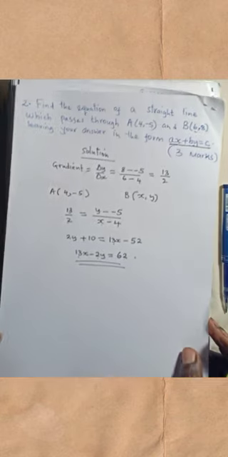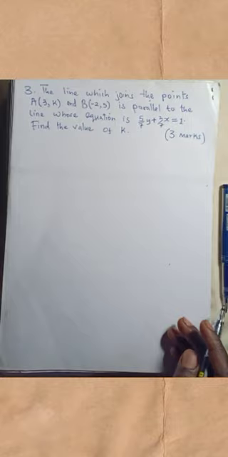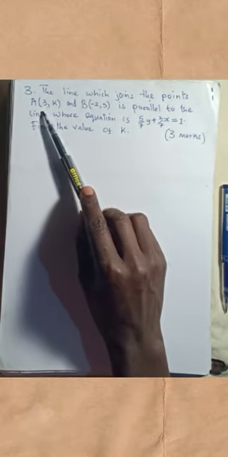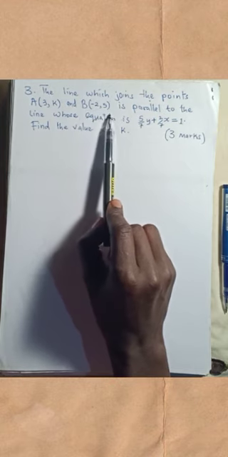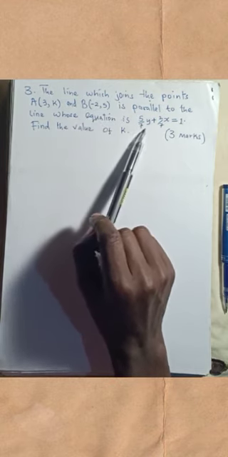I want us to look at another sample question, number 3. The line which joins the points A, which is (3, k), and B, which is (negative 5), is parallel to the line whose equation is 5 over 7y plus 2 over 7x is equal to 1. Find the value of k.